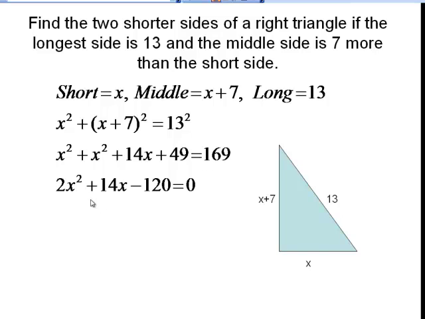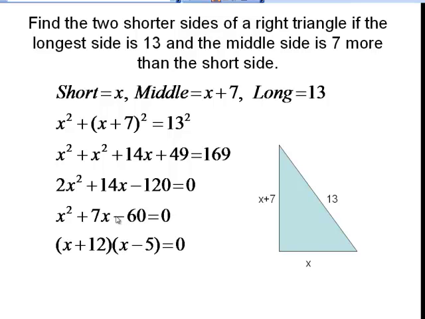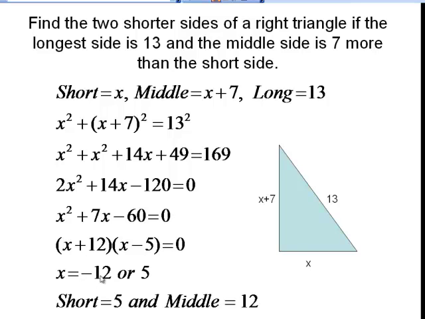Okay, you can divide everything by 2 if you like to. So it's x squared, 7x, and minus 60. It just makes numbers easier to deal with. Okay, 60 is 12 times 5, and when you subtract those, you'll get 7. So x is negative 12 or positive 5. Can't be negative 12 because you can't have a negative side on a triangle. So it's 5. So the short side's 5. The middle is 5 plus 7, which is 12. And 13 is the longest, but you already know that one. So that's solving some different equations that are quadratic and or systems of equations.